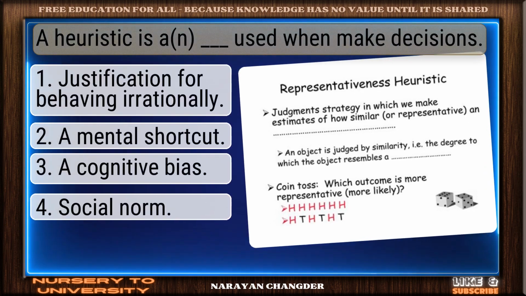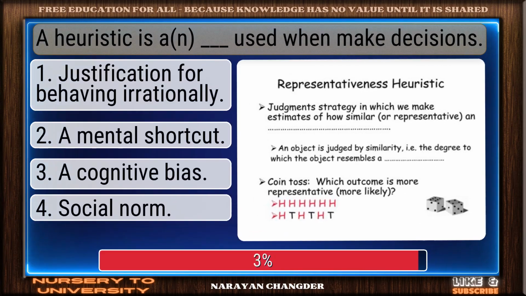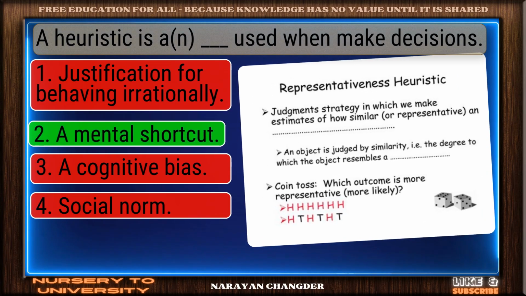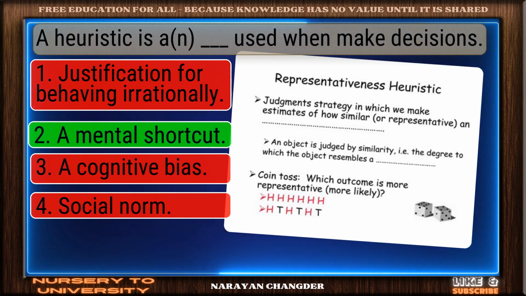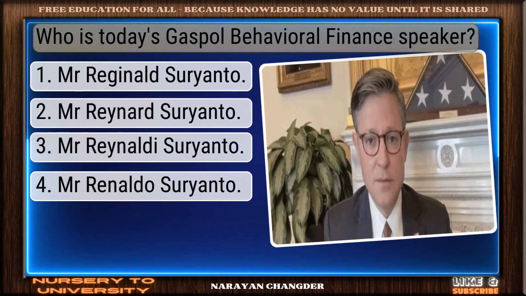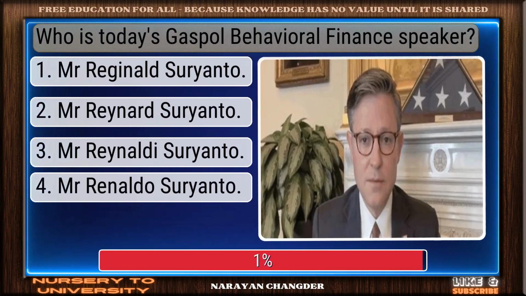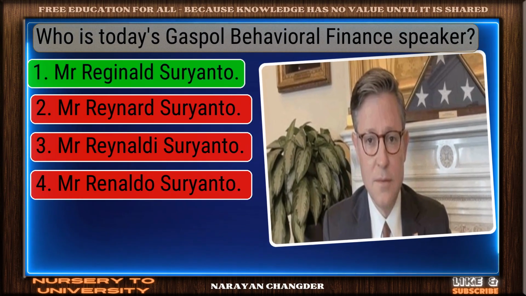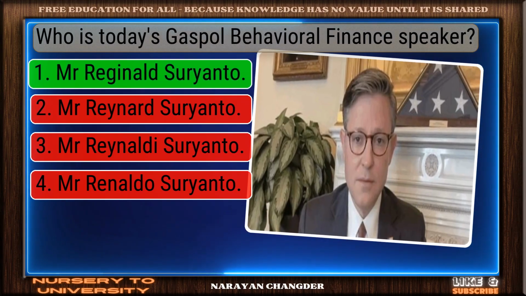A heuristic is a dash used when make decisions. Nice selection. A mental shortcut is the correct and valid answer. Who is today's Gaspol behavioral finance speaker? Nice work. You chose Mr. Reginald Sirianto, and it is correct.